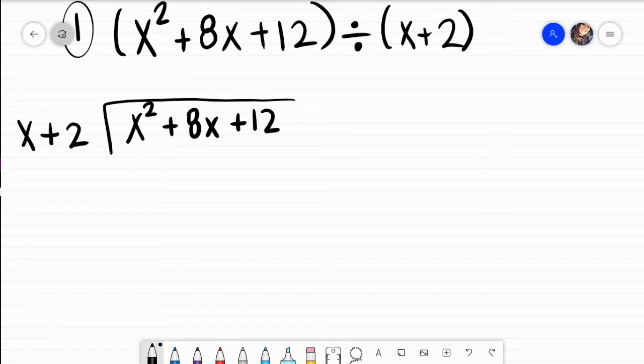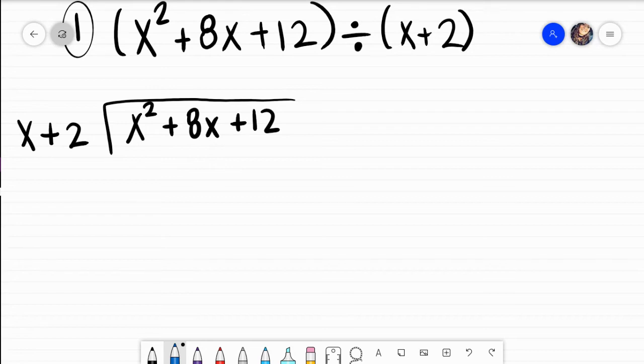You're going to look at your x squared and you're going to divide it by your x, okay? And then that quotient's actually going to be placed here because we want to make sure we keep like terms together. So what we do is x squared divided by x. Y'all, this is a lot of exponent rules, okay?